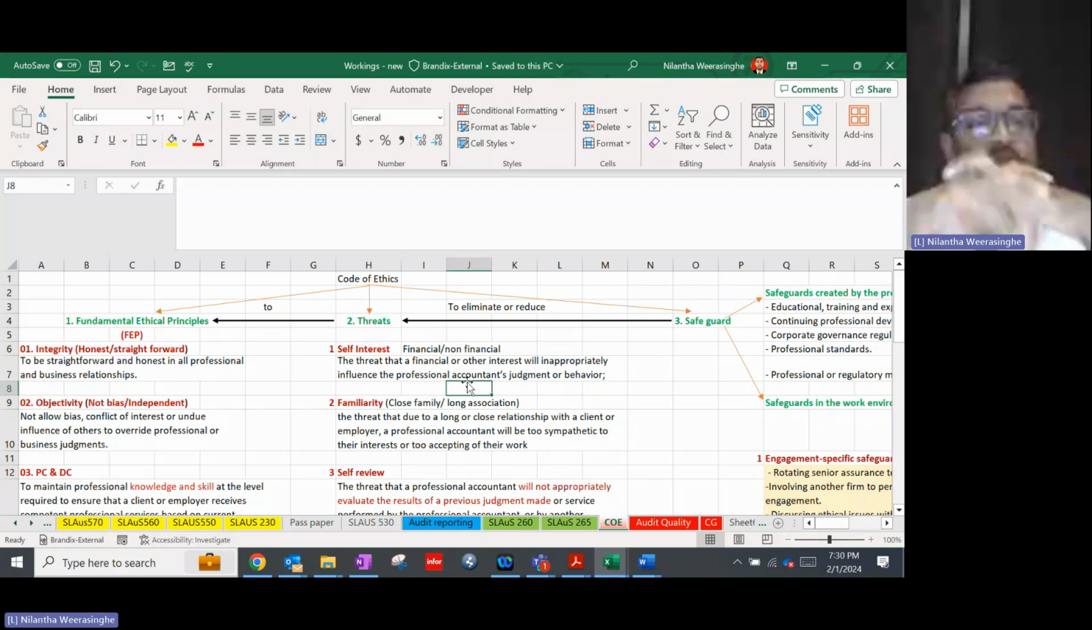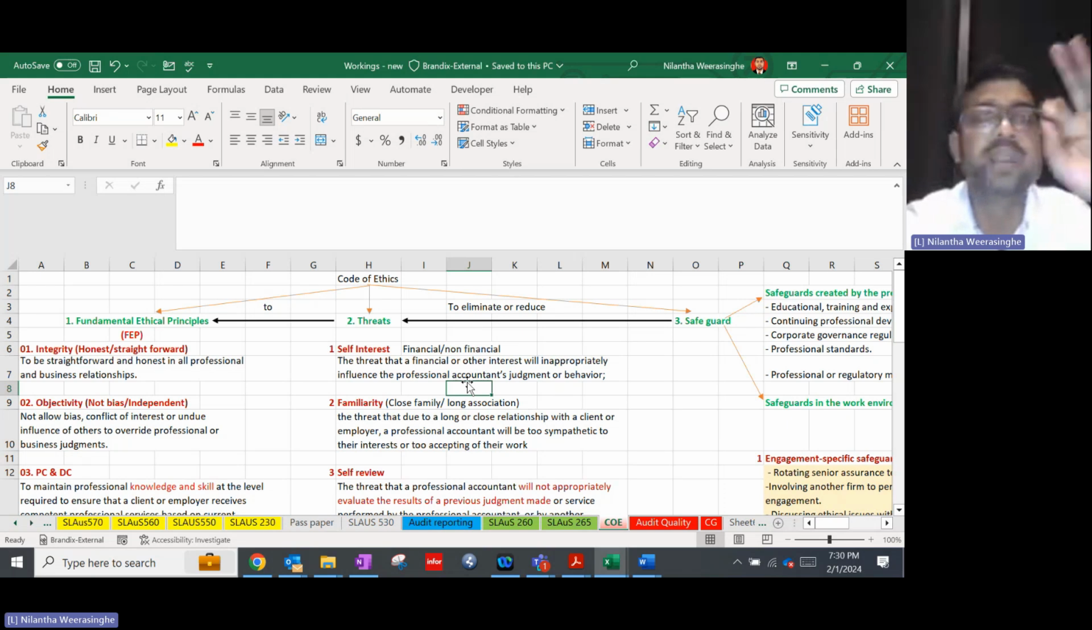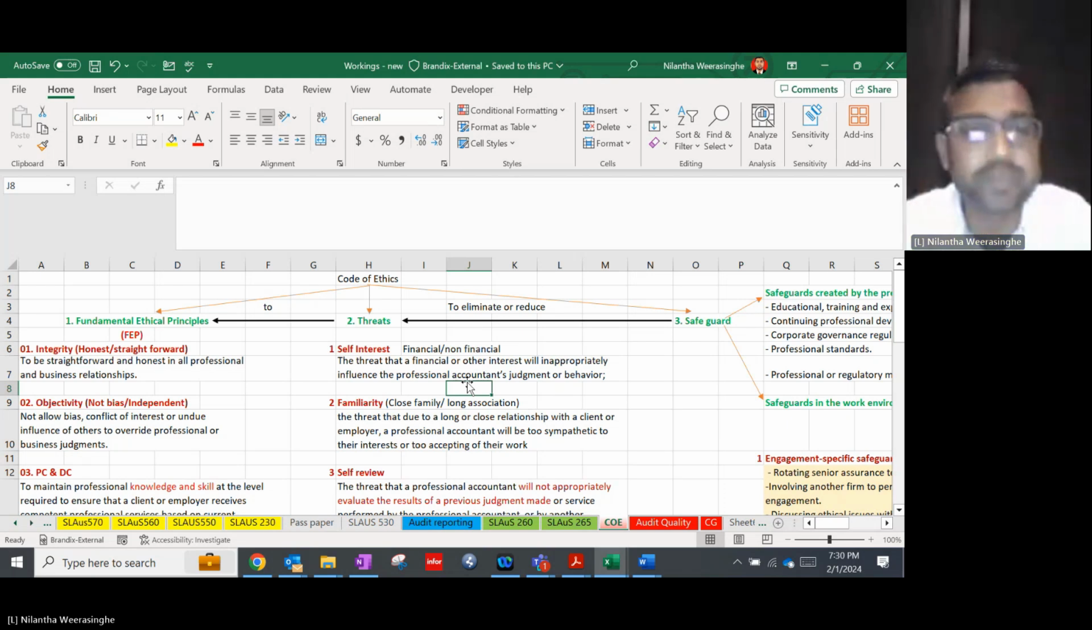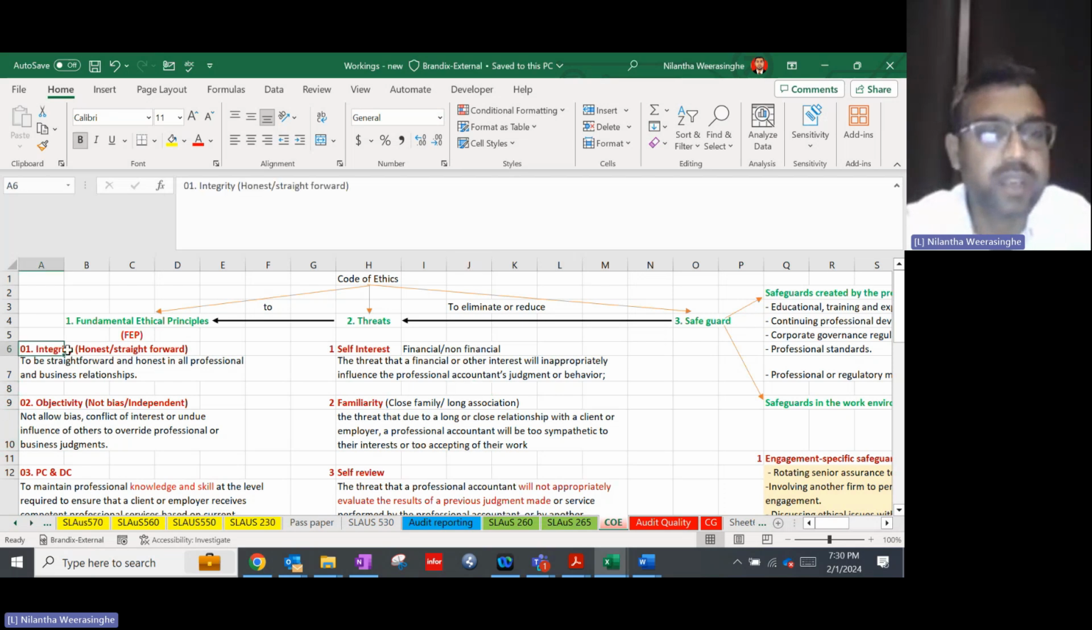When we talk about fundamental ethical principles, only 5 are there. The AAT Institute wants all AAT members and their students to follow these 5 fundamental ethical principles. Number one, integrity. Integrity means honest. It's a diagram that will help you remember. If you have this diagram in your mind, you can manage any exam question related to the code of ethics area. It's a guarantee that I can give you. Integrity means you are straightforward. You're honest.